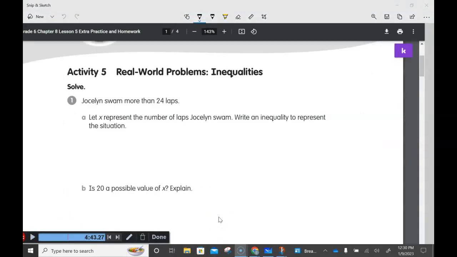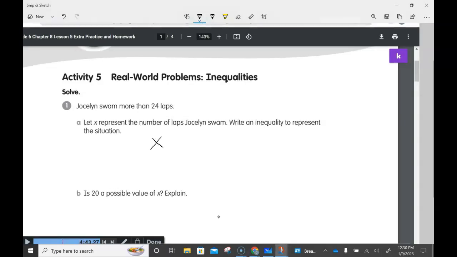Okay, I'm just going to have you do this one in your math journal. It says Jocelyn swam more than 24 laps. And it says let X represent the number of laps Jocelyn swam. Write an inequality to represent the situation. So what we're going to have here is X first of all, and it's saying swam more than 24 laps. Because it's more than 24, it's going to be X is greater than 24. Now we don't put a line underneath it because it's not saying 24 or more laps. It's just saying more than 24 laps, therefore X is greater than 24.